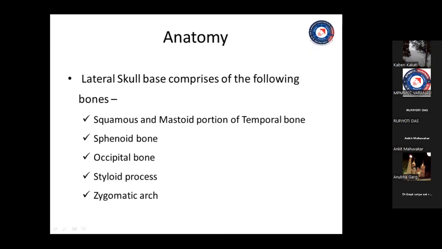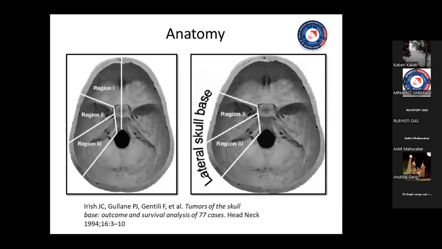So the lateral skull base anatomy comprises the following bones: mainly the squamous and the mastoid portion of the temporal bone, but also the sphenoid, occipital, styloid process, and the zygomatic arch. For ease and better understanding and evaluation of skull base tumors, Irish and his group in 1994 proposed this classification of the skull base.